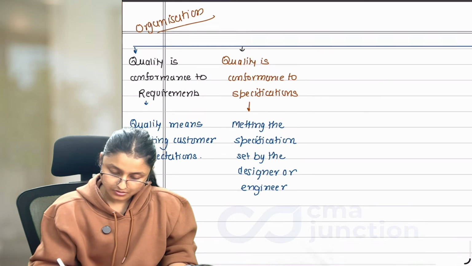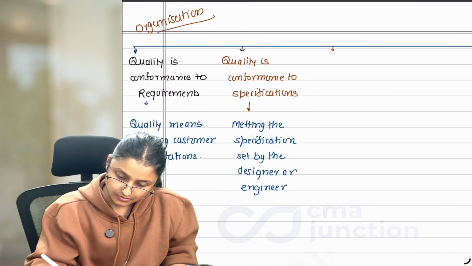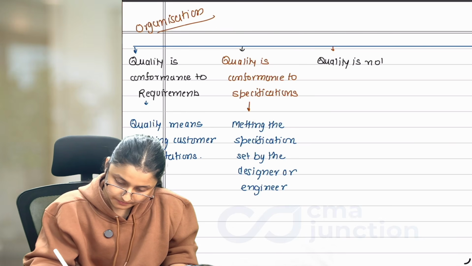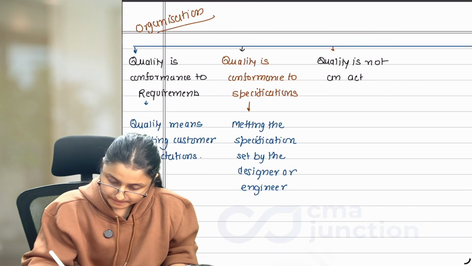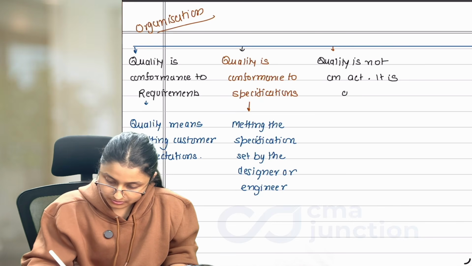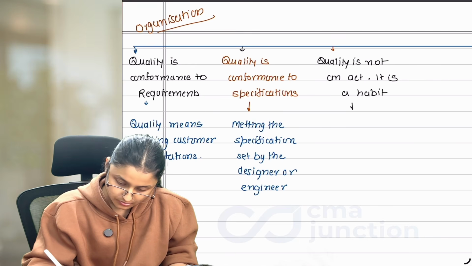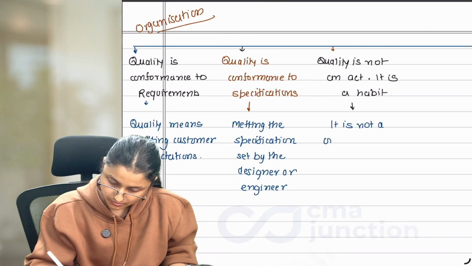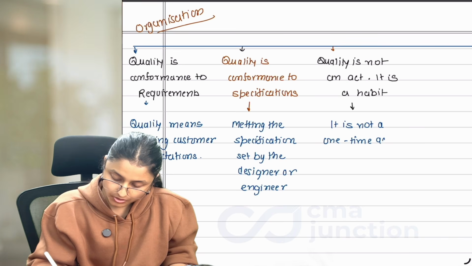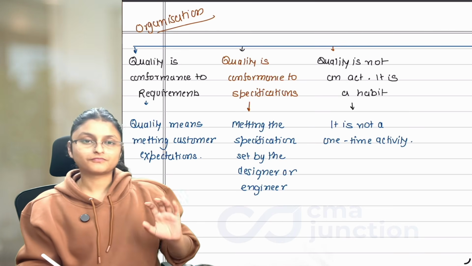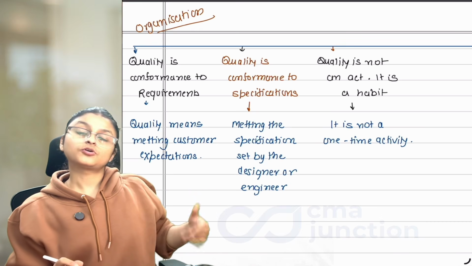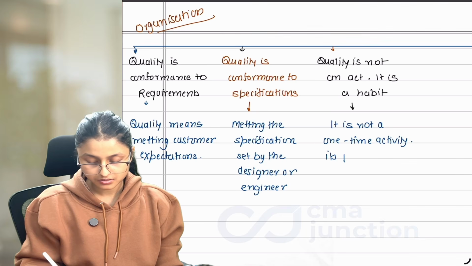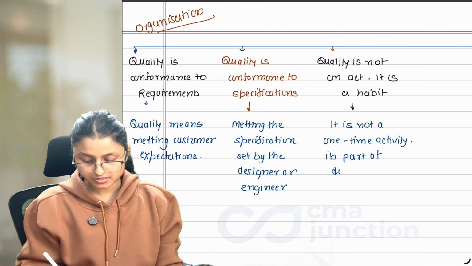Next, quality is not an act, it is a habit. It is not a one-time activity. Quality is not a one-time activity where one day you decided that you will check all the products, then on the next day you are not checking it. Then it is not quality, right? It's part of daily behavior. You need to do it on a daily basis.